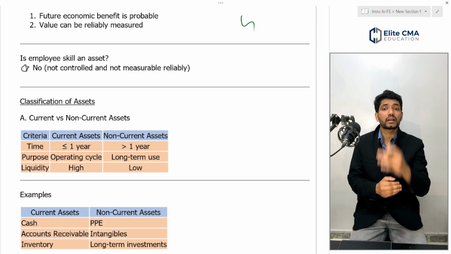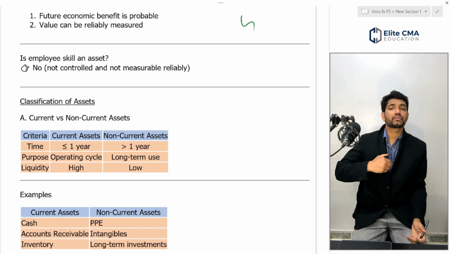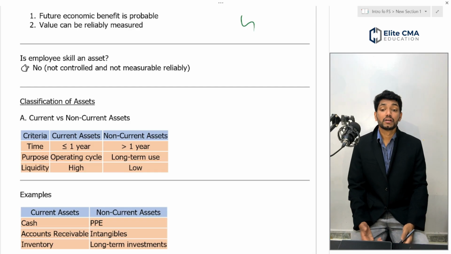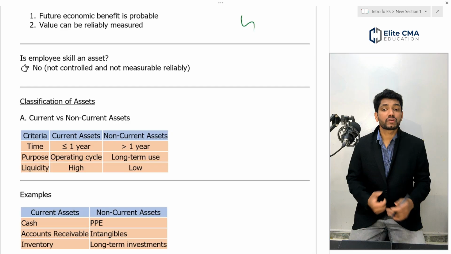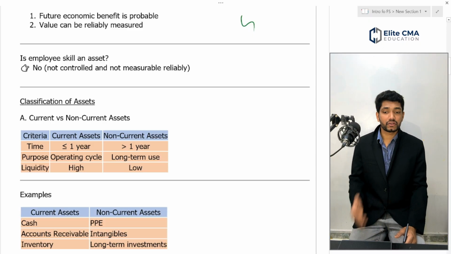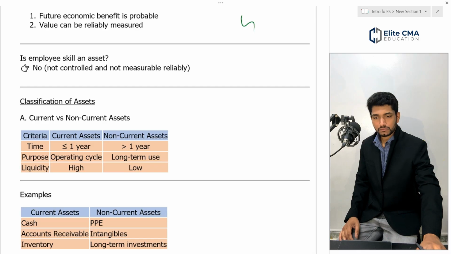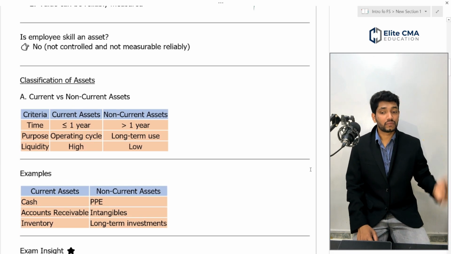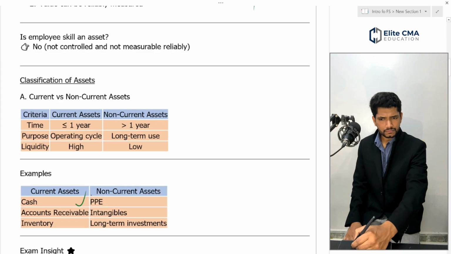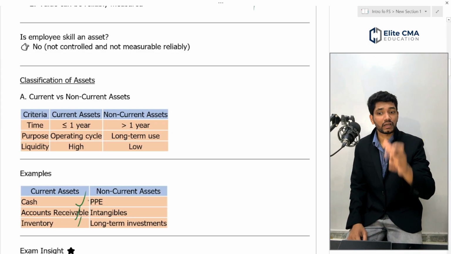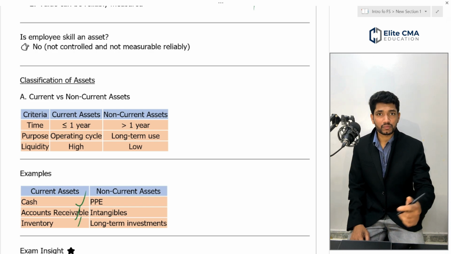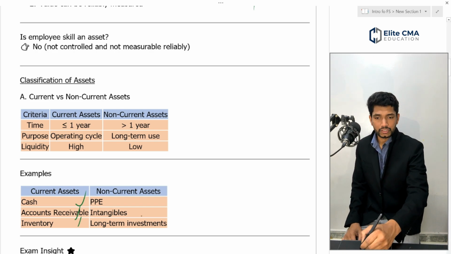When it comes to liquidity, current assets like receivables and inventory can be converted into cash much more quickly than non-current assets. A non-current asset like plant and machinery or equipment is difficult to convert into cash. So current assets have higher liquidity compared to non-current assets. Here you can see some examples. The key current assets are cash, accounts receivable and inventory. Non-current or long-term assets are property, plant and equipment, intangibles and long-term investments.